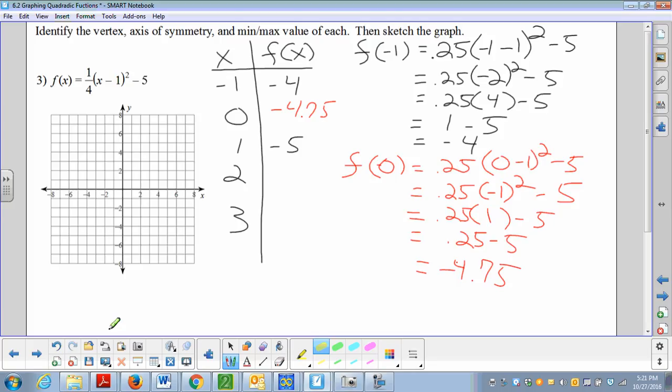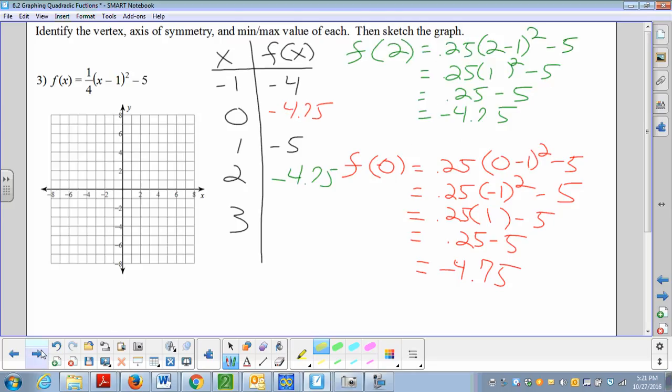Okay, now I'm going to go ahead and plug in 2. When I plug in 2, I have 2 minus 1, which is 1. 1 squared is going to be 1, and then that 1 times 0.25 is 0.25 there. And 0.25 minus 5 is going to give me negative 4.75. Okay, so when I plug in 2, I get negative 4.75.